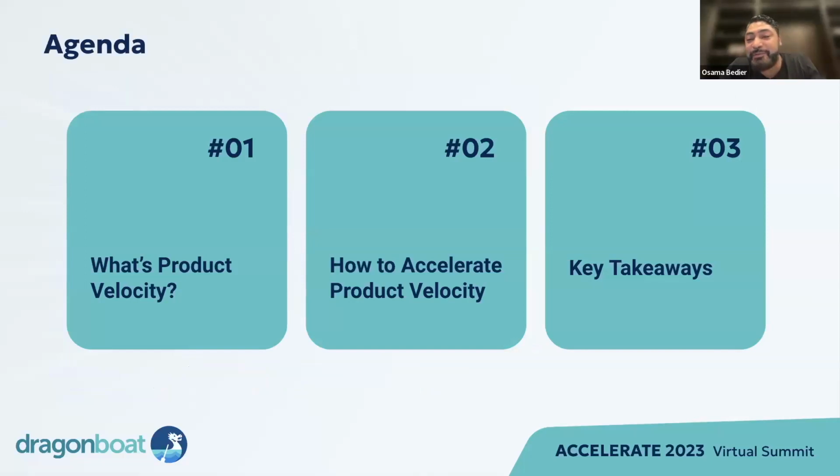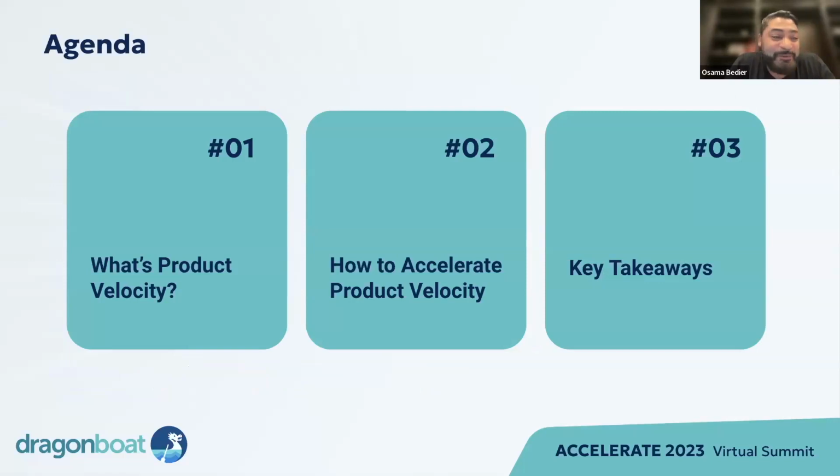I'm going to start with, well, what is product velocity? Well, first, it's important to point out why velocity and not speed, because a lot of people get those confused. It comes from physics. In physics, velocity is speed plus direction.